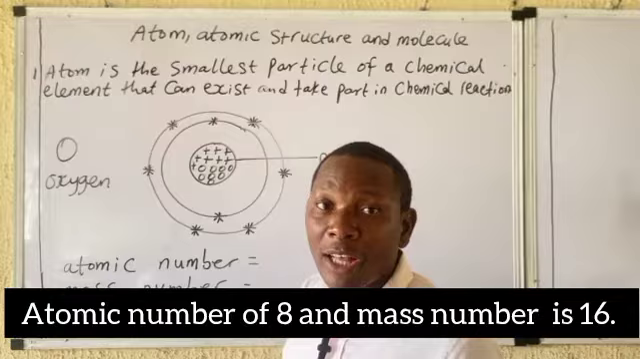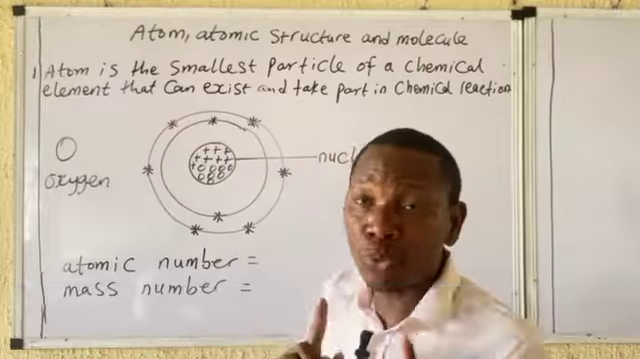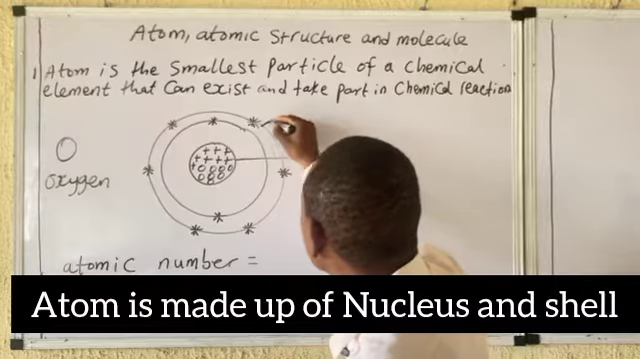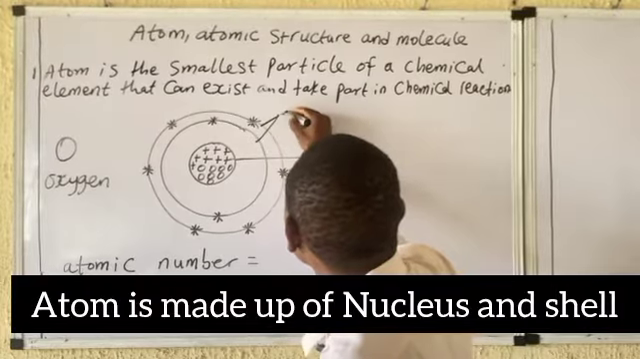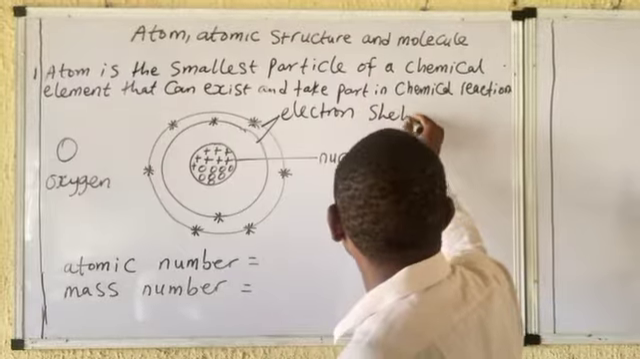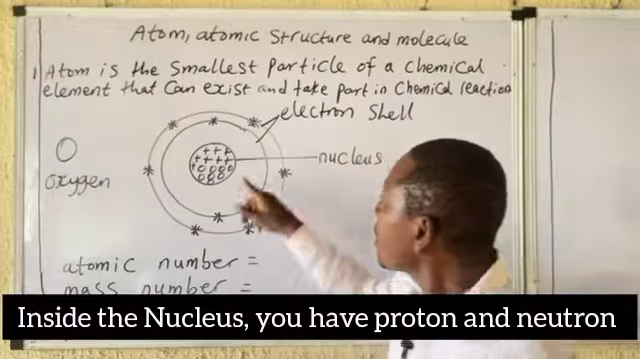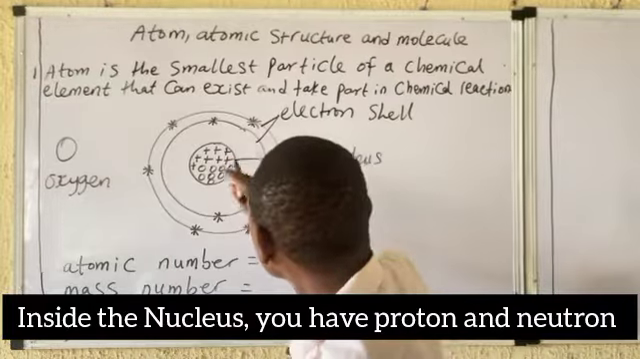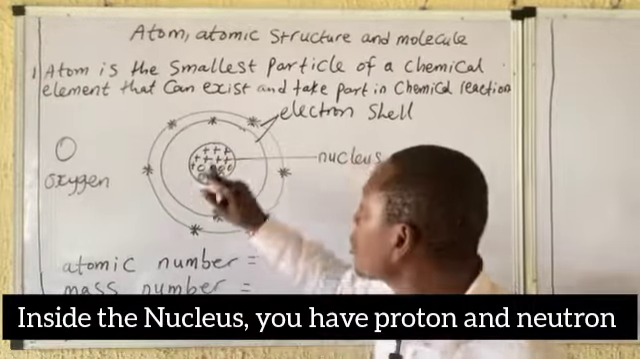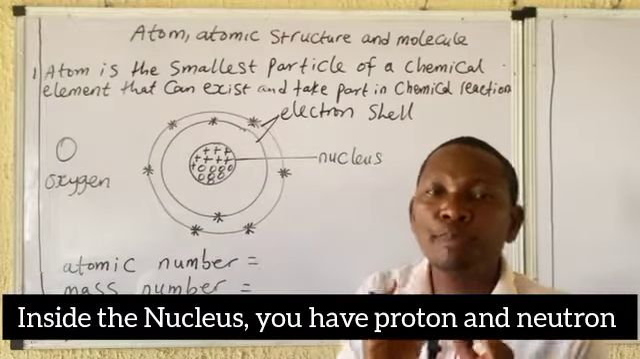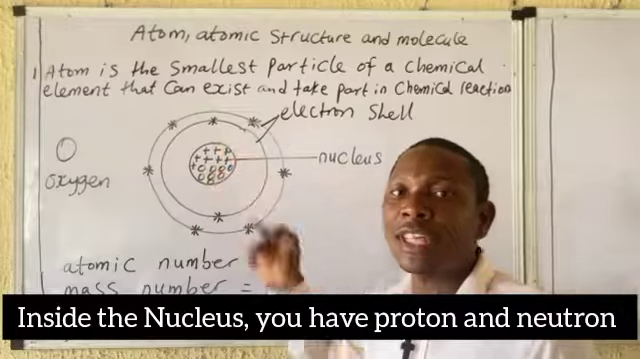Remember I made mention of the fact that an atom is comprised of two things. Number one, the nucleus. Now, these are the electron shells. All right? Now, note, inside the nucleus, you are seeing the positive sign here. I'm using the positive sign to represent the proton. Proton is positively charged and is found inside the nucleus.